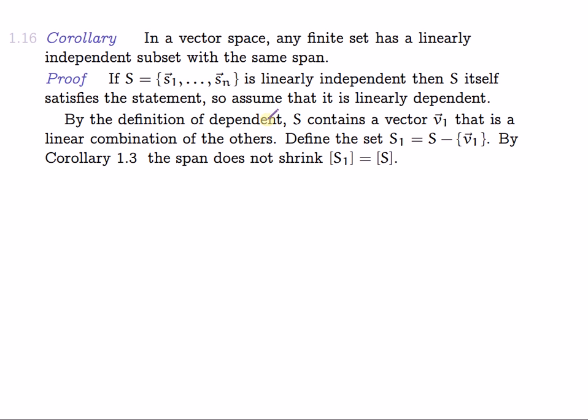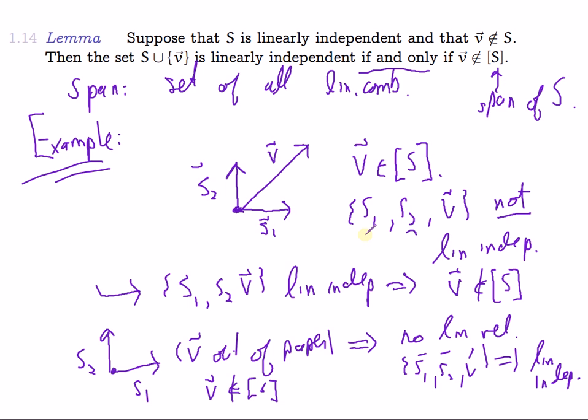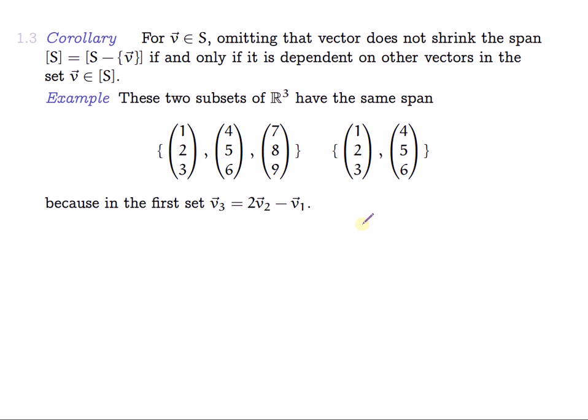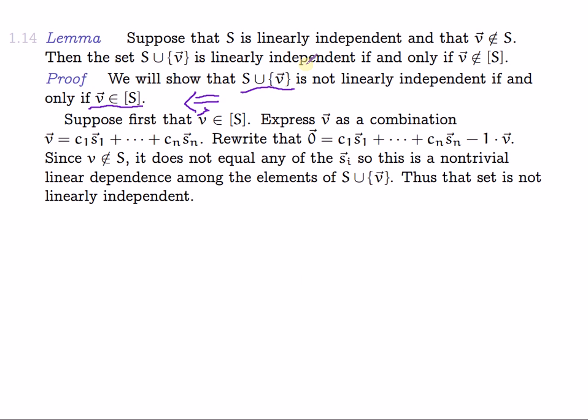By definition of dependent, this set S contains a vector V1 that is a linear combination of the others. So I define S1 as this set S with V1 removed. By corollary 1.3, the span does not shrink. Remember corollary 1.3 back here. If I throw out a vector, it's not going to shrink the span.